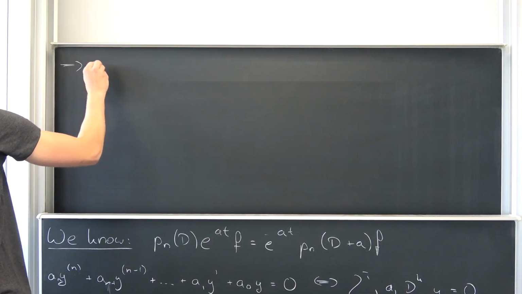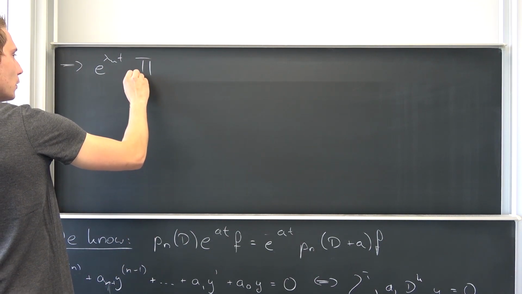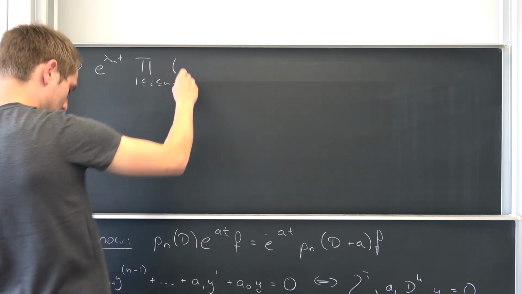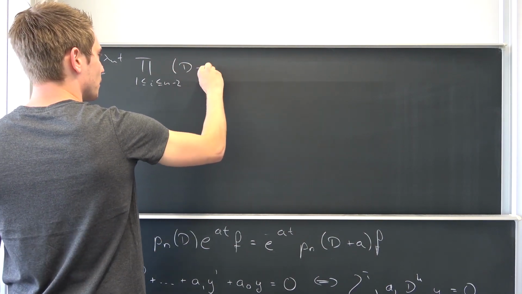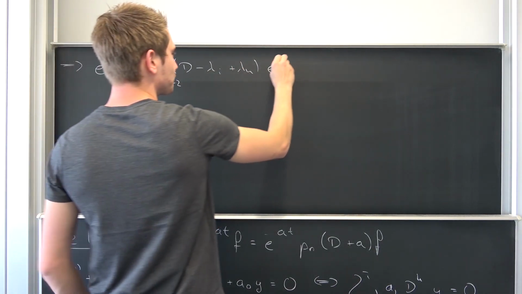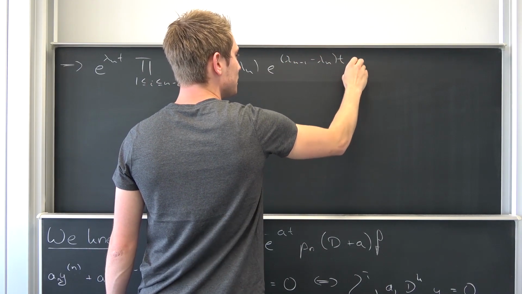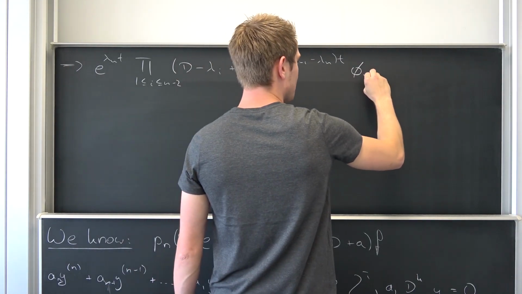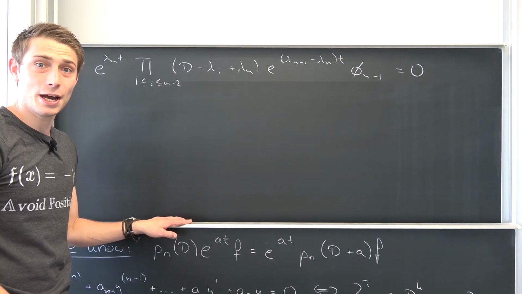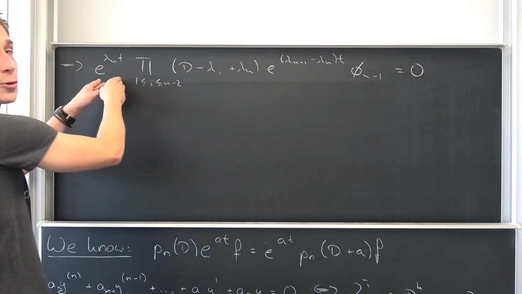We are going to have e to the lambda n t. We are going to have a product now ranging from 1 to n minus 2 this time. And then we are going to have d minus lambda i plus lambda n, e to the lambda n minus 1 minus lambda n times t, phi n minus 1 being equal to 0. That's a lot of writing right here. And now once again, exponential shift theorem. This is so magical right here. We're going to bring this to the front.